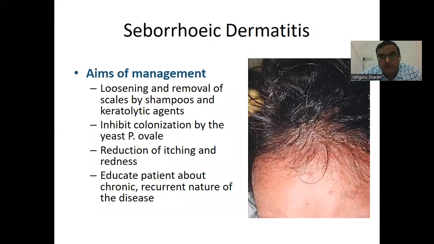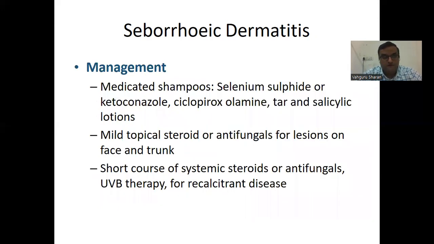What are the aims of management of seborrheic dermatitis? First and foremost is loosening and removal of the scales by shampoos and keratolytic agents, and inhibiting colonization by the yeast, Pityrosporum ovale. Reduction of the itching and redness and symptomatic relief, and educating the patient about the chronic and recurrent nature of the disease, are also aims of management.